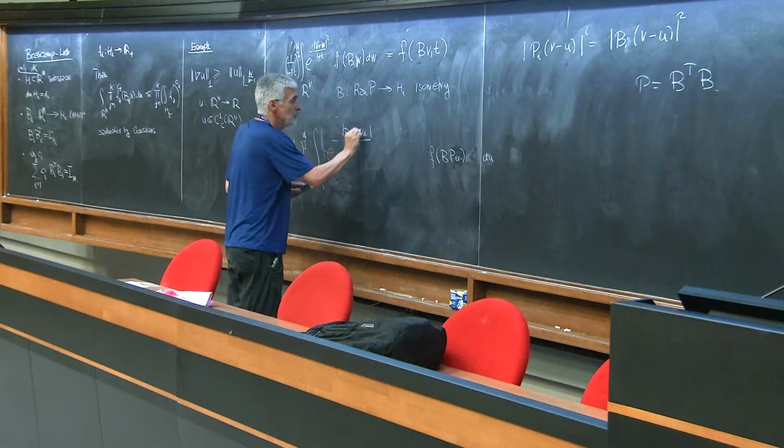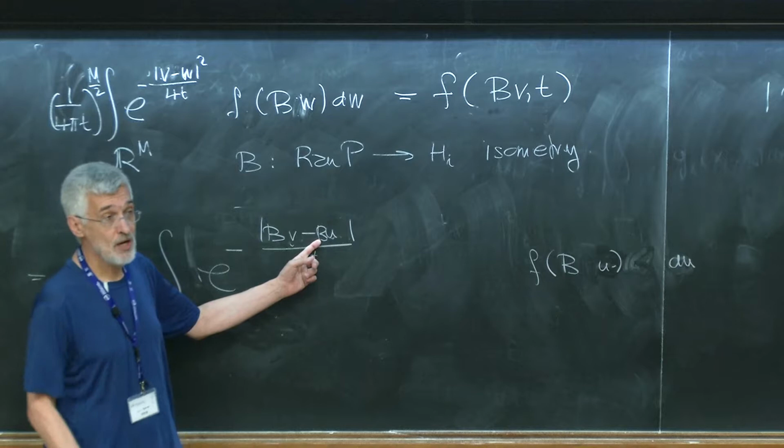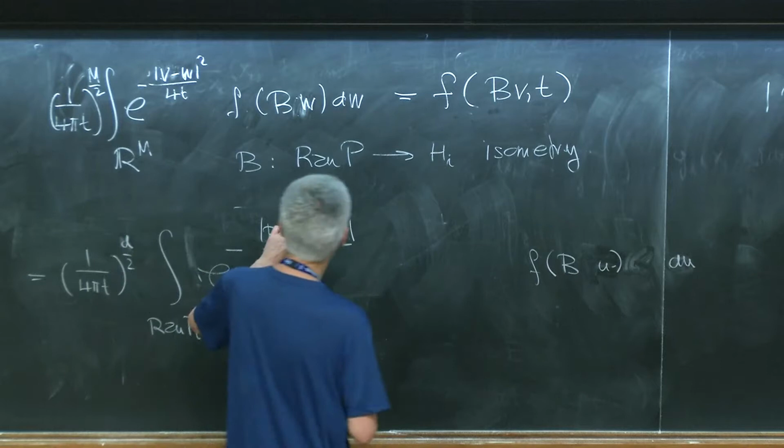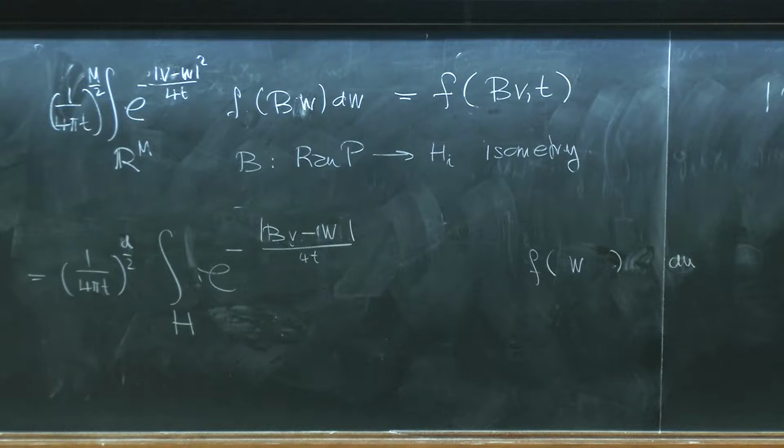And here this p I can forget. And at the end of the day, what is b? B is an isometry. So when I change variables, I do not change the Jacobian, right? So I can simply call this w, and this time I don't integrate over the range of pi, but I just integrate over h. And you see, that's precisely what I've been claiming, okay?